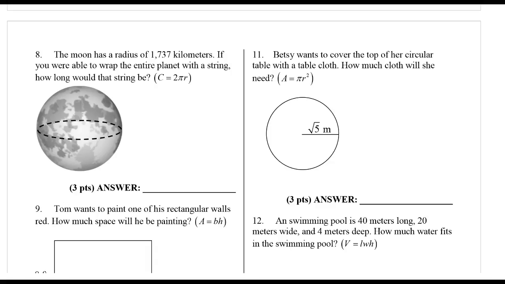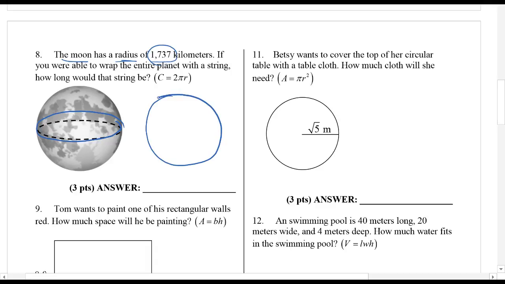Okay, so here we have the moon, which has a radius of 1,737 kilometers. If you were able to wrap the entire planet with a string, so if I put a string all the way around, how long would that string be? Well, if I put this string all the way around, that forms a circle.